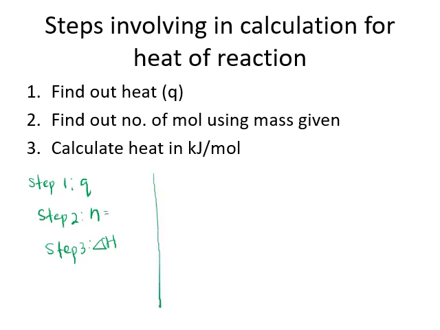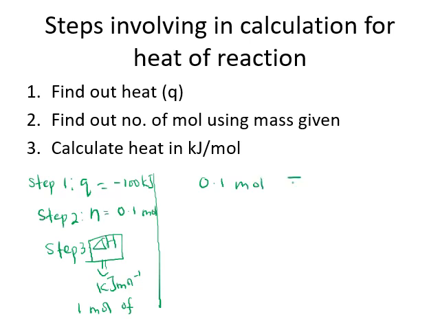For example, in step 2 we calculate the number of mole is 0.1 mole, while the Q is negative 100 kilojoule, just for an example. So delta H, in other words, is in kilojoule per mole. That means how much energy will be released when 1 mole of substance is burned. So we use the comparison: when 0.1 mole of substance is burned, for example, it will release 100 kilojoule. So if now we burn 1 mole of substance, how much energy will be released?